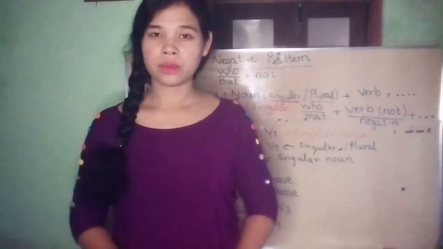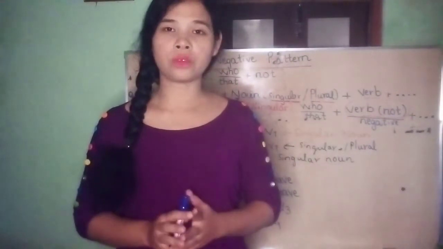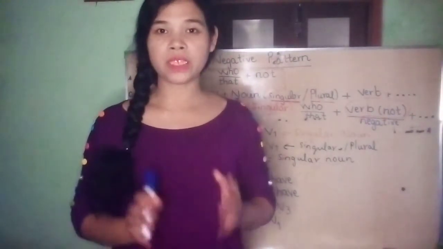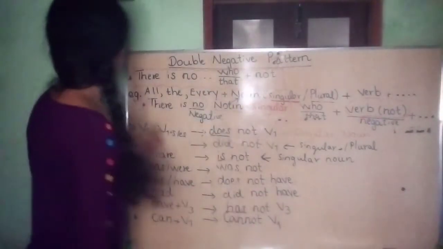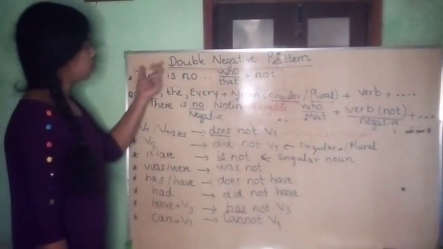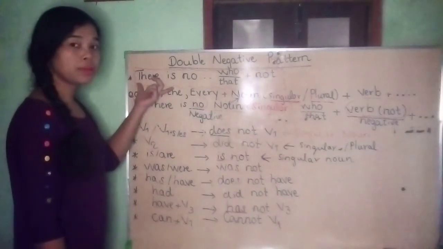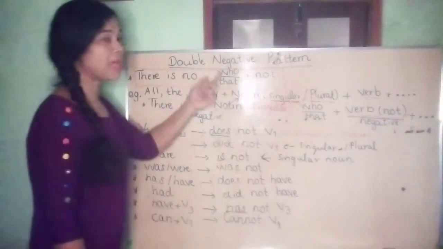My name is Tama. Today the grammar pattern I would like to talk about is the double negative pattern. So let's see this pattern. The form of this pattern is: there is no, who, that, not.